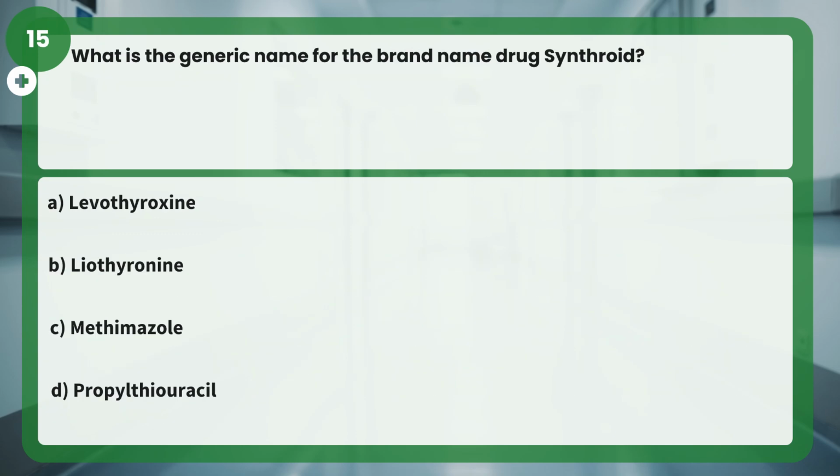Question 15. What is the generic name for the brand name drug Synthroid? A. Levothyroxine. B. Liothyronine. C. Methimazole. D. Propylthiouracil.